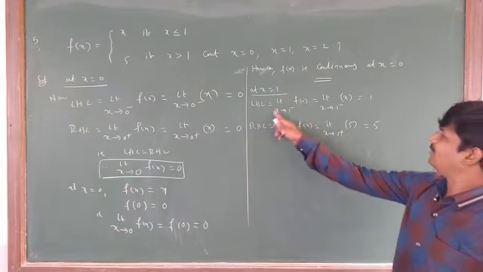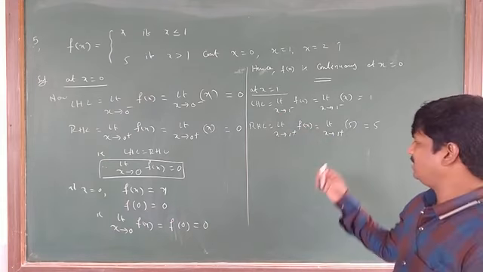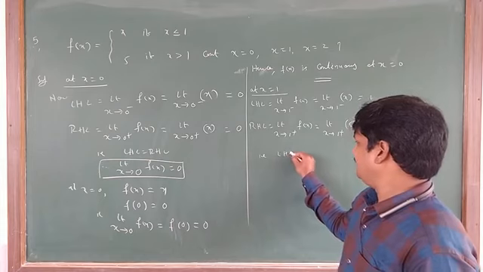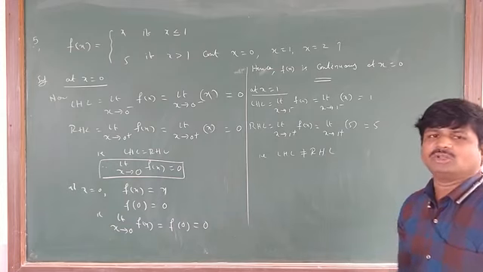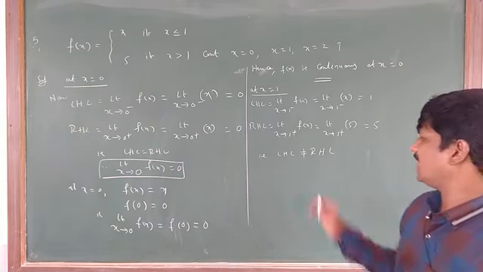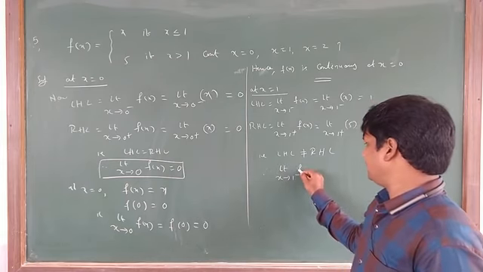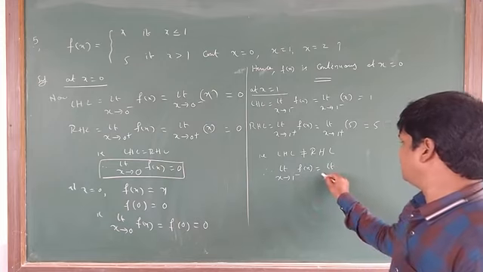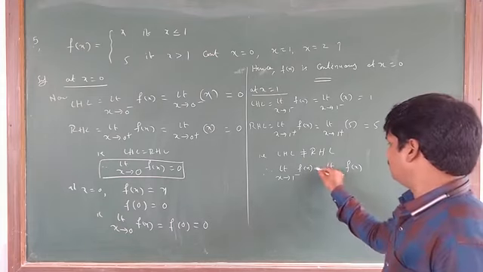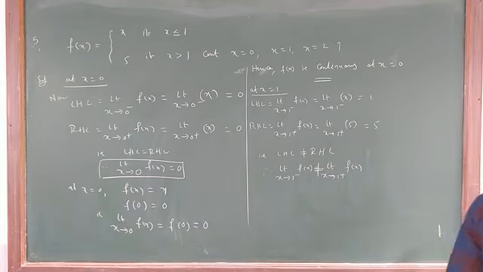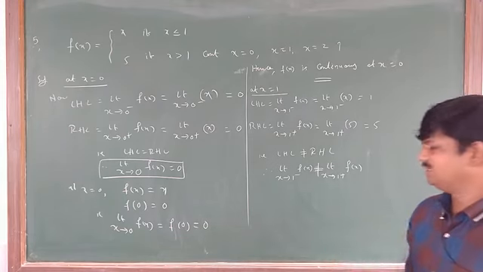So the left hand limit, what did we get? 1. The right hand limit, what did we get? 5. So the left hand limit is not equal to the right hand limit. Whenever both are not equal, what will not exist? The limit does not exist.